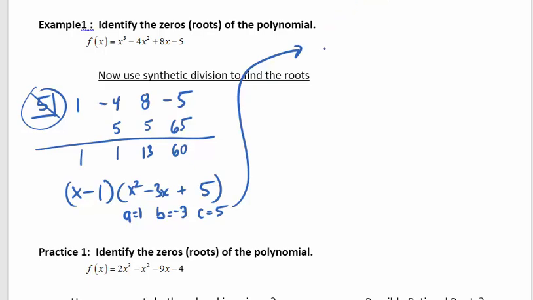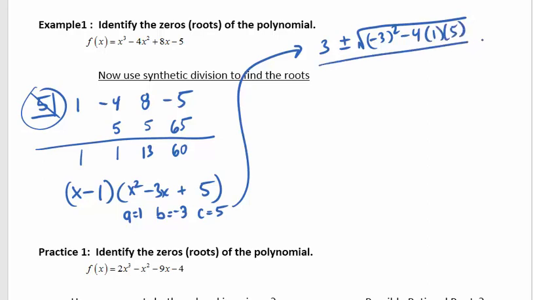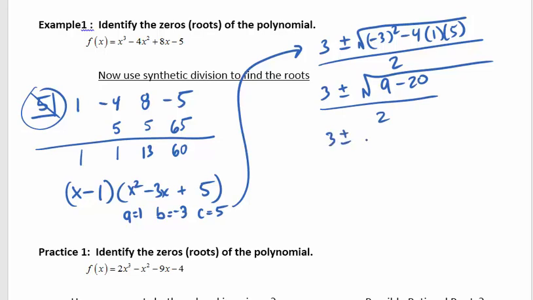So we're going to have negative b, which would be positive 3, plus or minus the square root of b squared, negative 3 squared, minus 4 times a, which is 1, times c, all over 2a. Well, a is 1, so that's just over 2. Let's simplify this down. So this is going to give us 9 here, and this is going to give us 20, all over 2. Let's see, so 9 minus 20 is going to give us negative 11, all over 2.